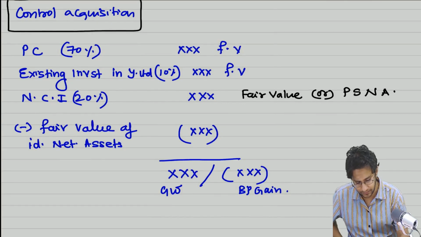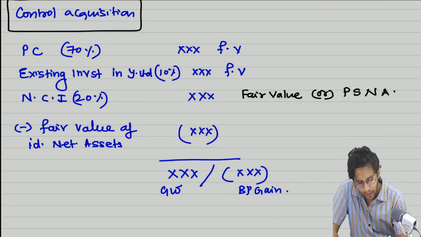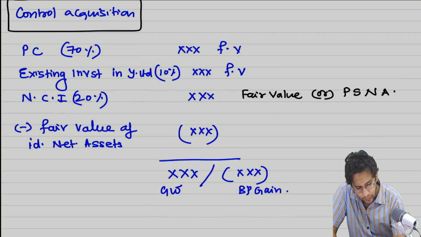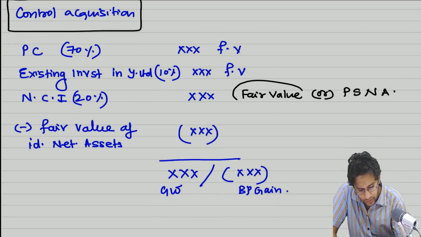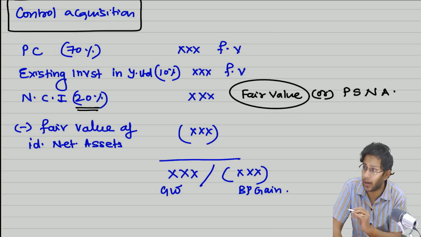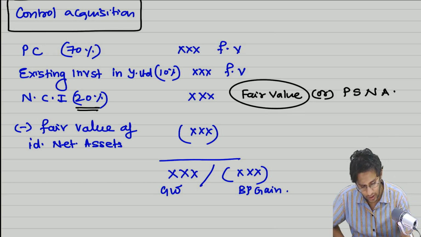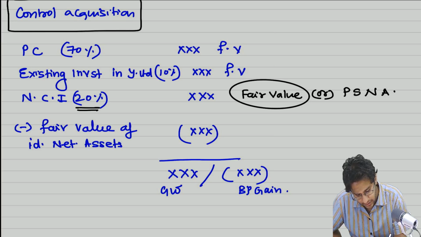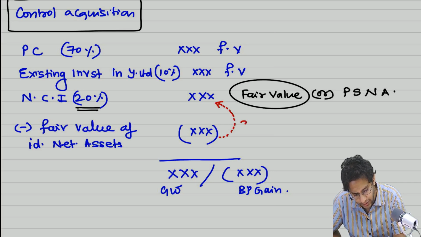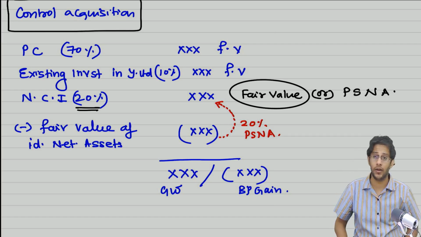Now you observe here. If you say fair value for NCI on the date of acquisition, that means the 20% shares' market value is what you have to bring and put there. That's it. No sir, I will do PSNA. In that case, in the net assets value whatever is there, on that you simply have to apply 20% for the proportionate share of net assets method.